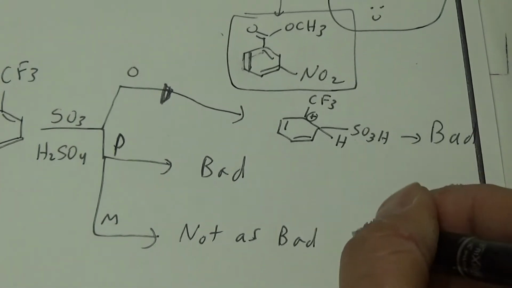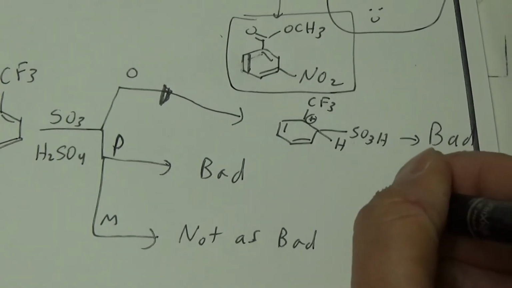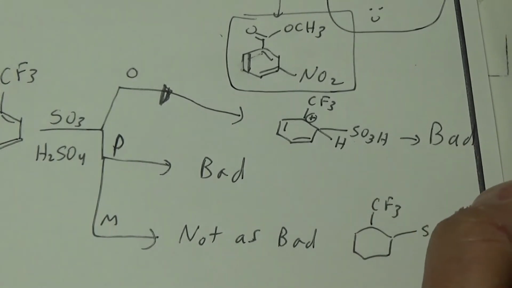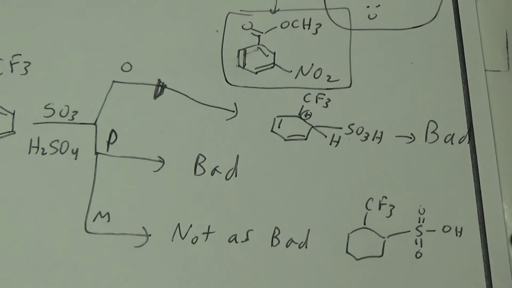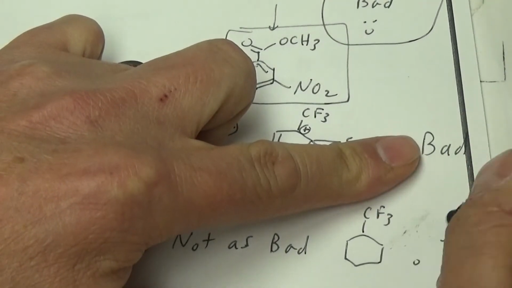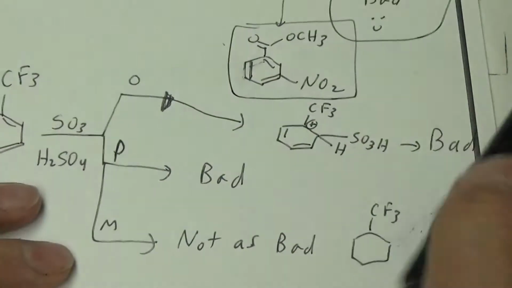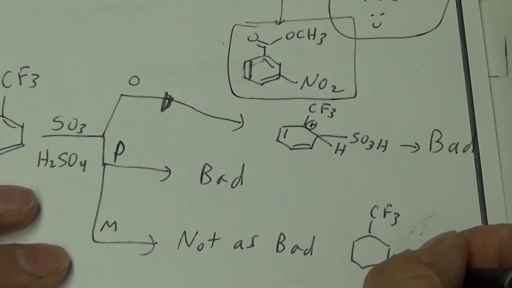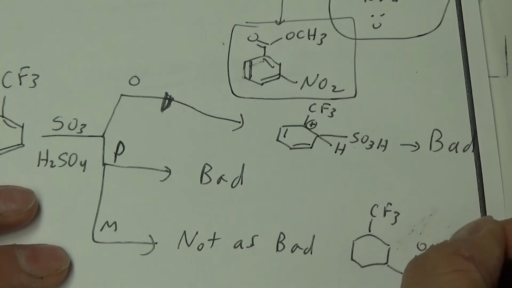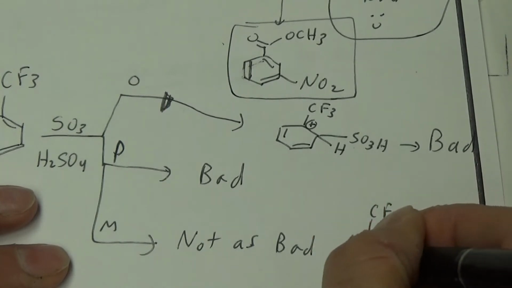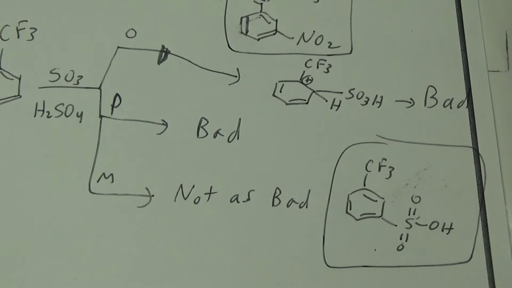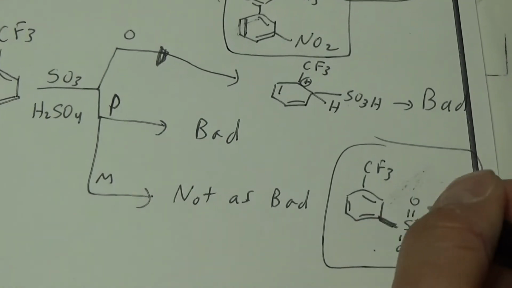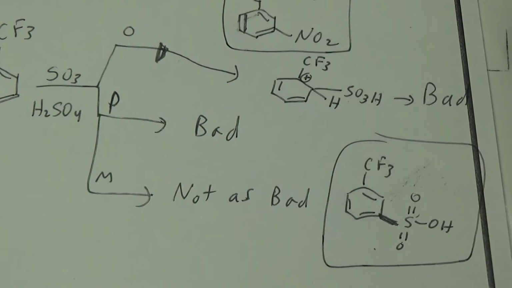And then of course the final product is CF3 and the SO3H. Let's draw it out. Whoops. I was drawing ortho there. It's meta. That's the final product. It's meta-directed sulfonation at the meta position. Okay, cool. All right.